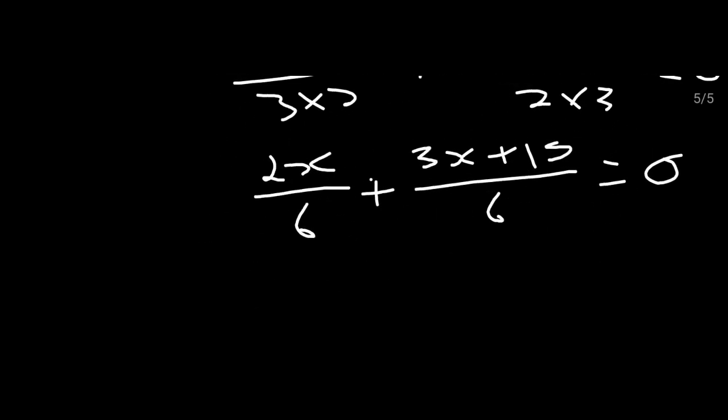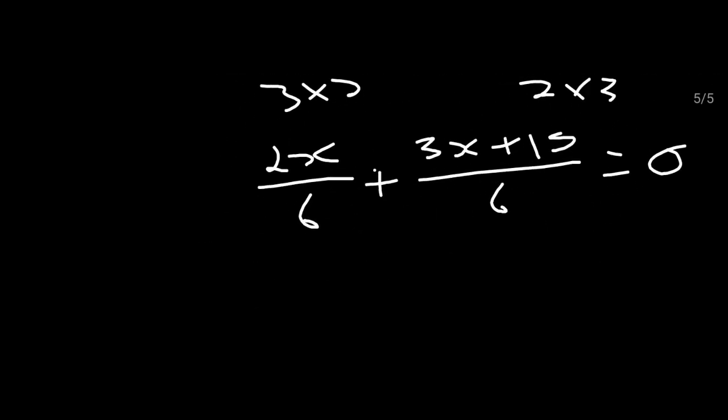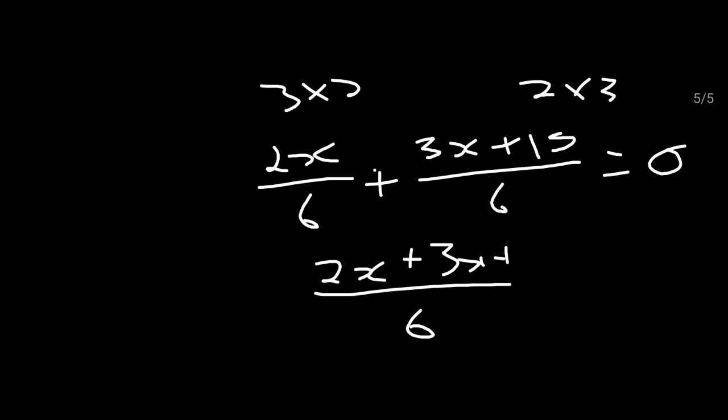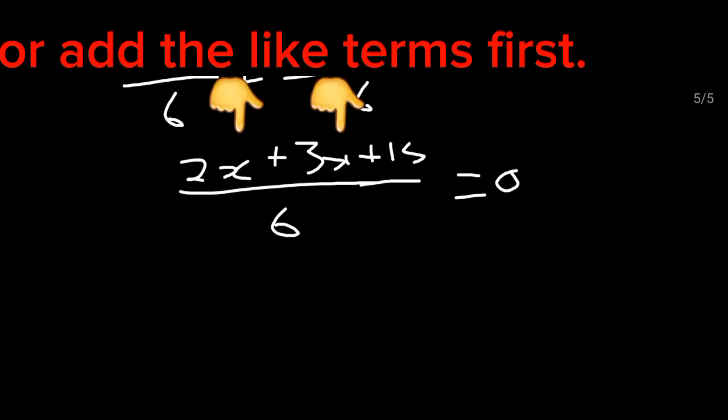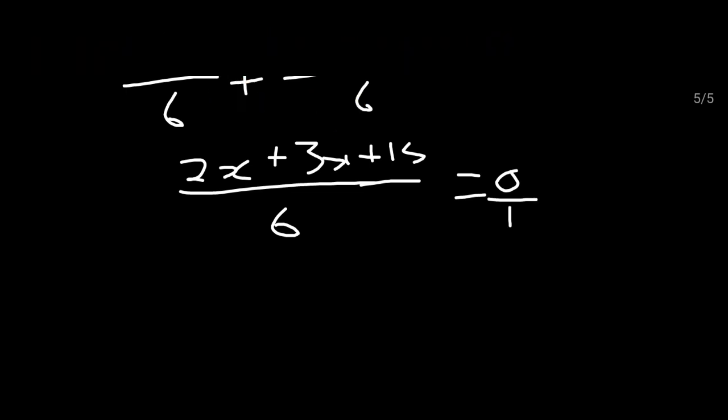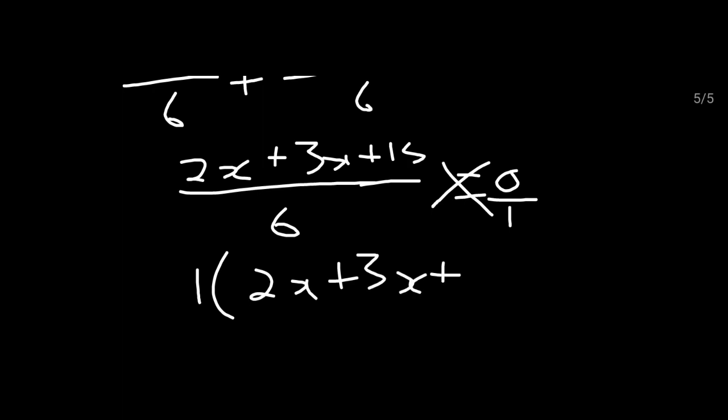Now the denominators are the same. We can add these things over one denominator. So over 6, 2x plus 3x plus 15, then equal to 0. And then now you can cross multiply. 0 is 0 over 1. So your cross multiplication is just going to be 1 multiplied by 2x plus 3x plus 15, then equal to 6 multiplied by 0.